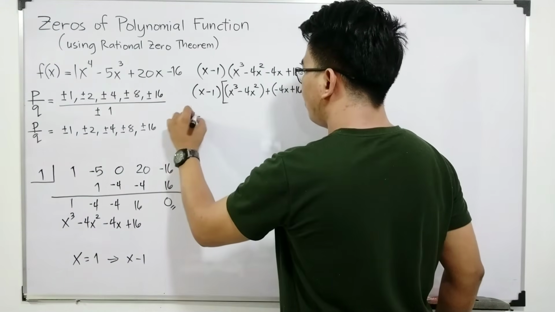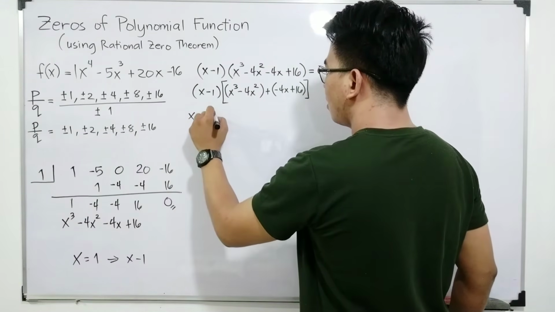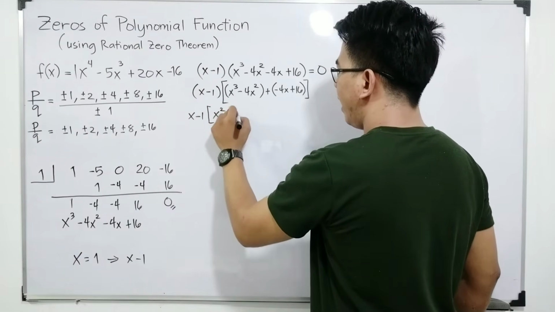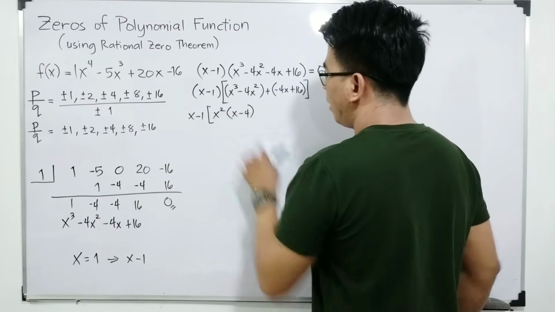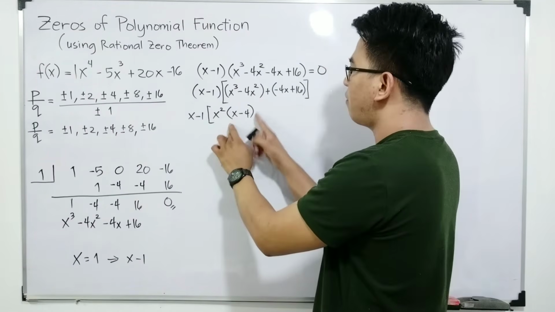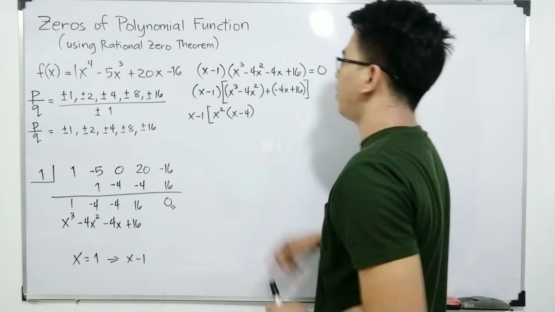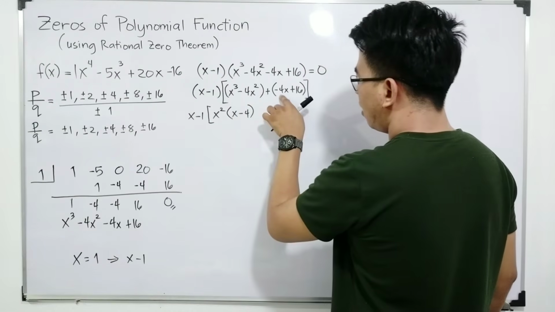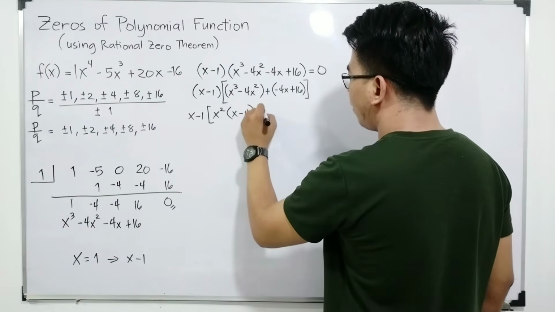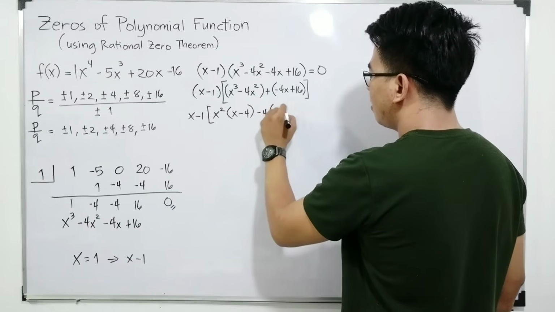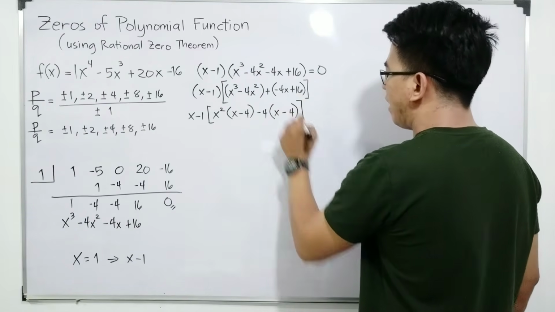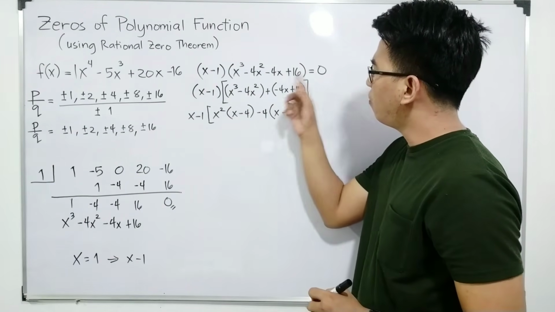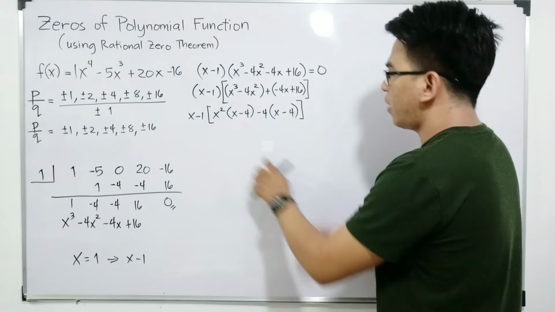So we have x minus 1. Then this is x squared times x minus 4. So, fina-factor out natin to. Itong x squared times x minus 4 natin, it came from x cubed minus 4x squared. And para naman dito, we have, we can factor out negative 4. So, we have negative 4 times x minus 4. So, ngayon, factor out na itong original nating cubic equation.